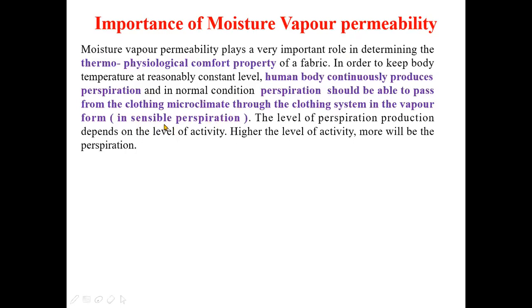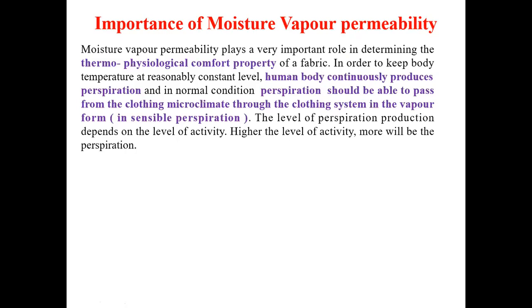That is known as insensible perspiration. This perspiration is produced in the form of vapor, and it is passed through the clothing system, and we cannot feel it. That's why it is known as insensible perspiration. That means here the heat is taken out from our body along with the moisture vapor, but we cannot sense it because it is taking place in the form of vapor.